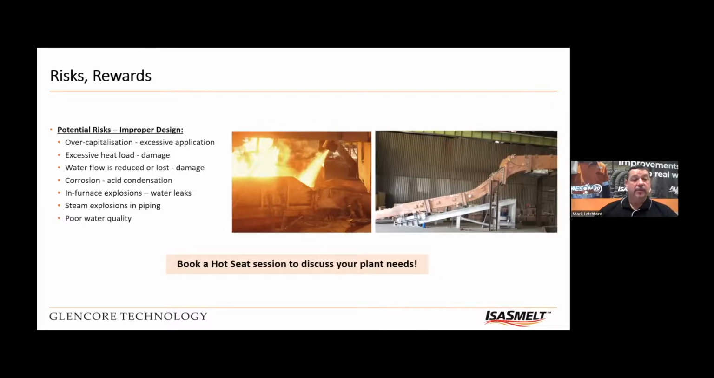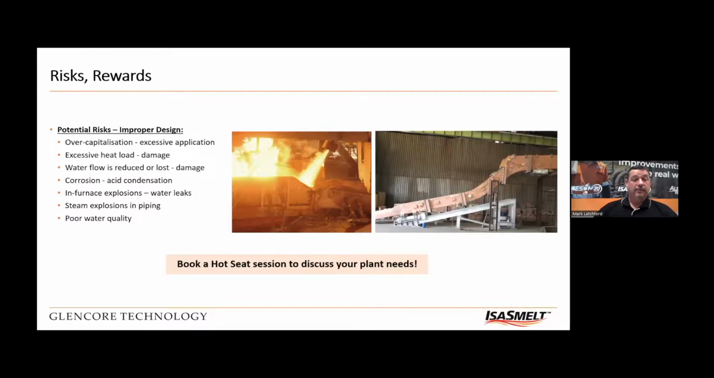You want to avoid excessive heat load or undercooling, which can result in damage. You want to know what happens if you lose water flow or reduce water flow. That can create damage or worse. And also you want to be aware of acid condensation because that can form sulfuric acid in the furnace atmosphere if you're not designed properly.